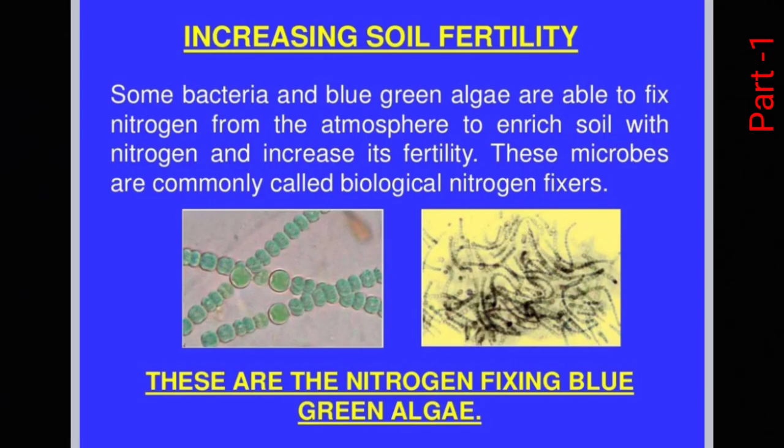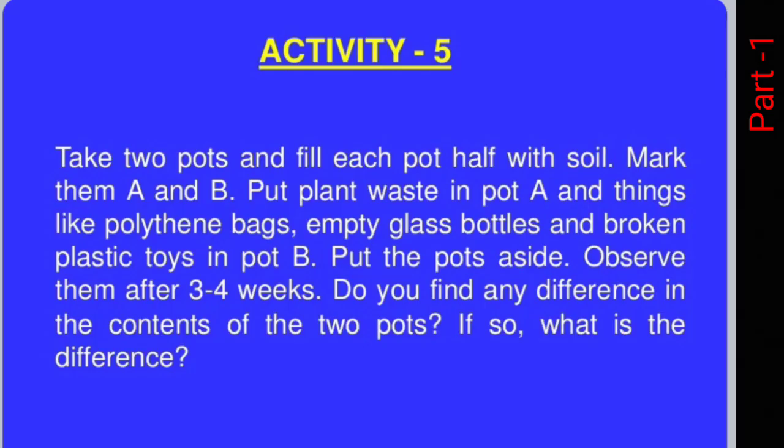Next is your activity. Now you have to take 2 pots and fill each pot half with soil. Mark them as pot A and pot B. Put plant waste in pot A and things like polythene bags, empty glass bottles and broken plastic toys in pot B. Now put the pots aside. Observe them after 3-4 weeks. Did you find any difference in the content of the 2 pots? If you find a difference, then what is the difference?